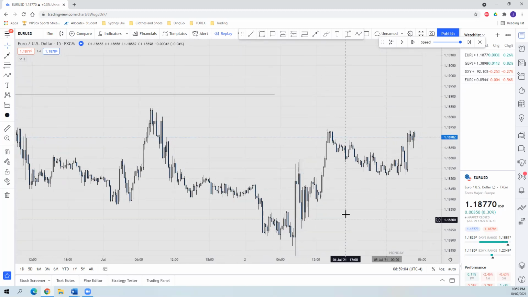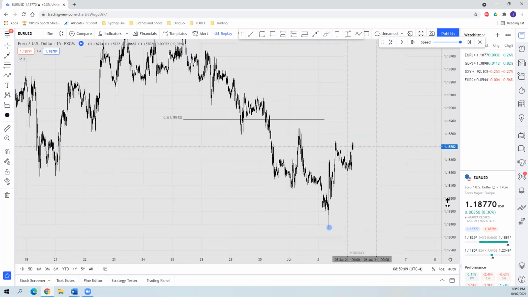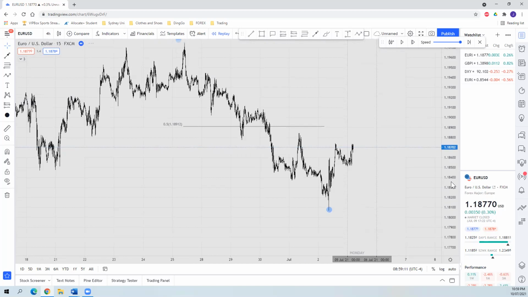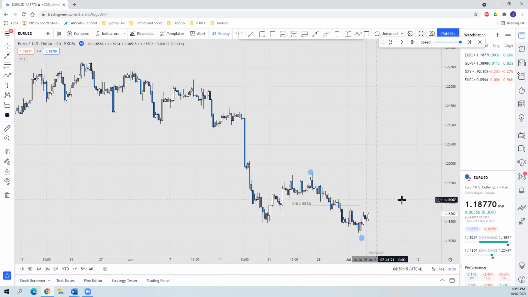Can you zoom out for a while on 4 hour? You want me to go to the 4 hour? Yeah, go to the 4 hour for a while. Okay, and then this was a real move.